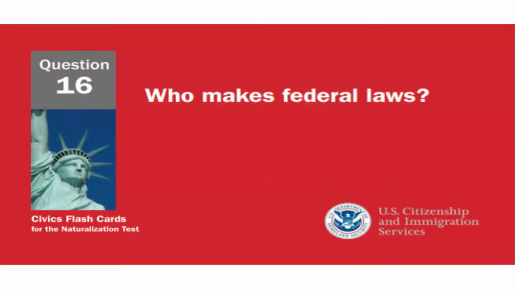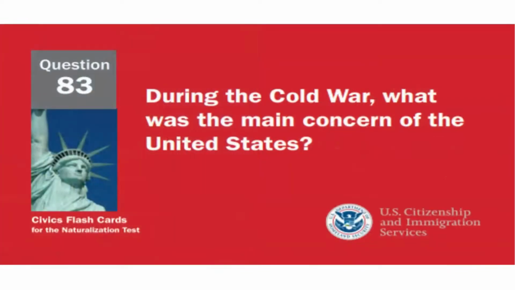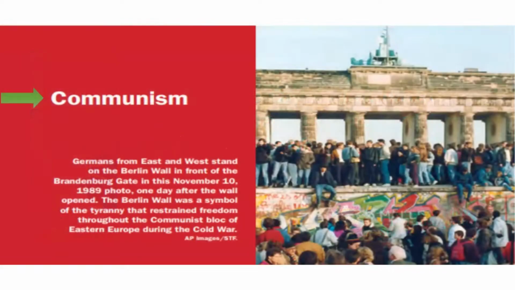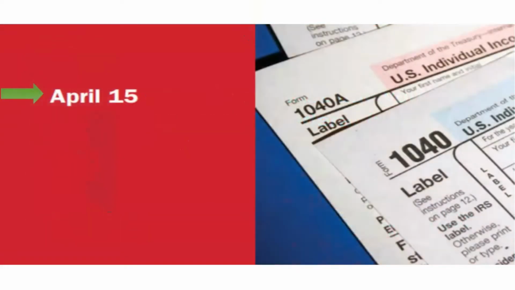Who makes federal laws? The Congress makes federal laws. During the Cold War, what was the main concern of the United States? The main concern of the United States was communism. When is the last day you can send in federal income tax forms? April 15th.